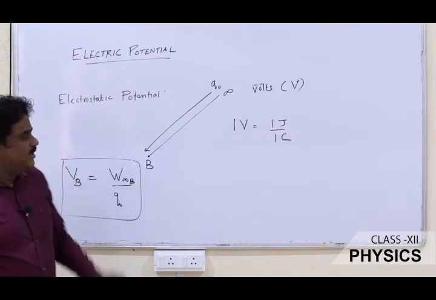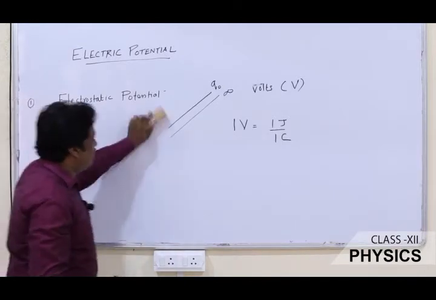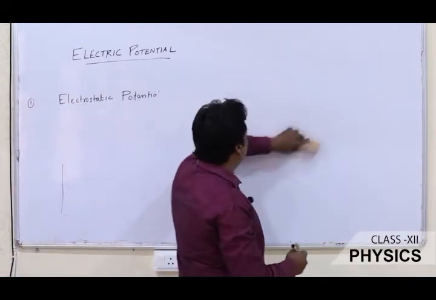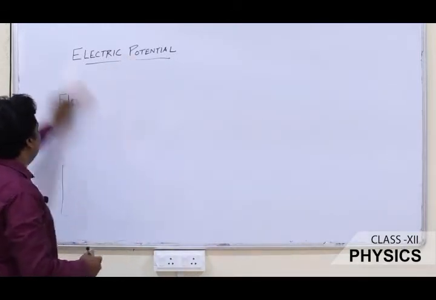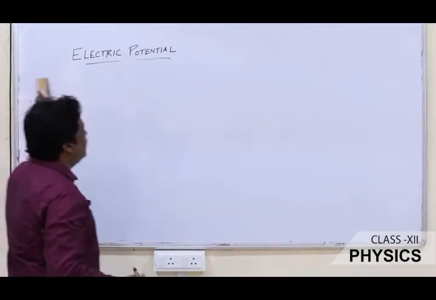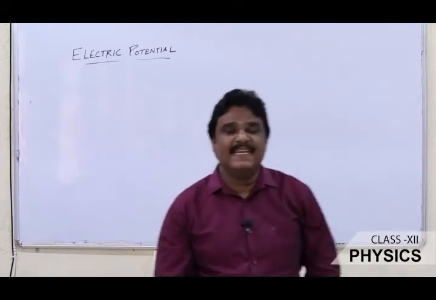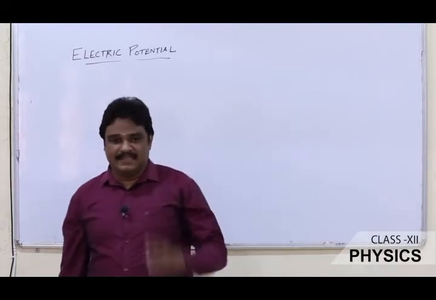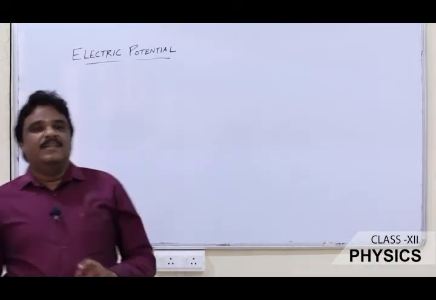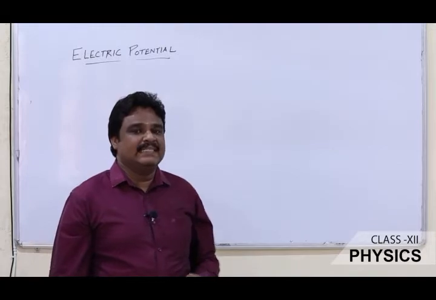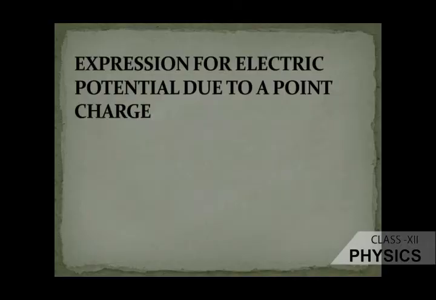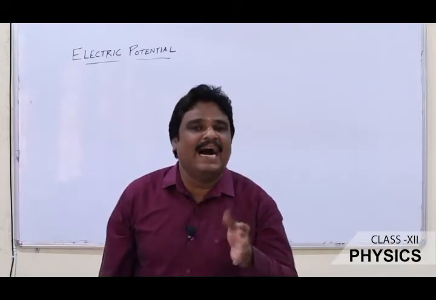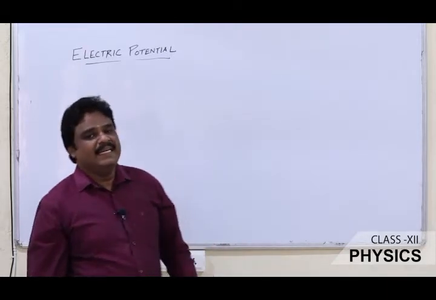Now I'm going to get into the derivation for electric potential. We already derived the electric field due to a point charge. It was K Q by R square. I think you can recall that the electric field due to a point charge is K Q by R square. Now I'm going to derive an expression for electric potential due to a point charge, and in the end I'm going to get K Q by R.